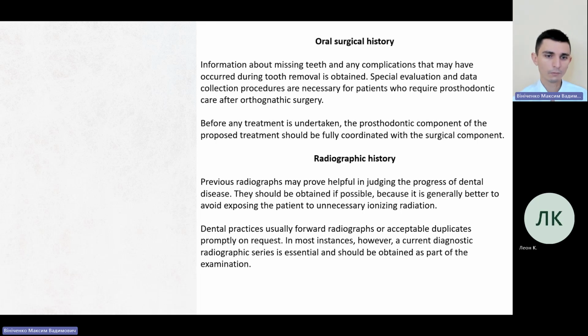Radiographic history. Previous radiographs may prove helpful in judging the progress of dental disease. They should be obtained if possible, because it is generally better to avoid exposing the patient to unnecessary ionizing radiation. Dental practices usually forward radiographs or acceptable duplicates promptly on request. In most instances, however, a current diagnostic radiograph series is essential and should be obtained as part of the examination.